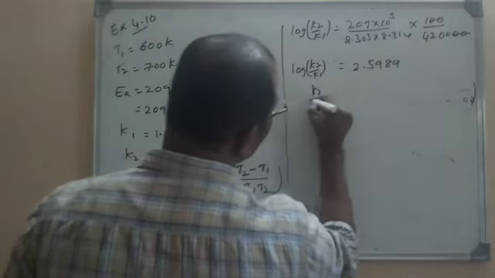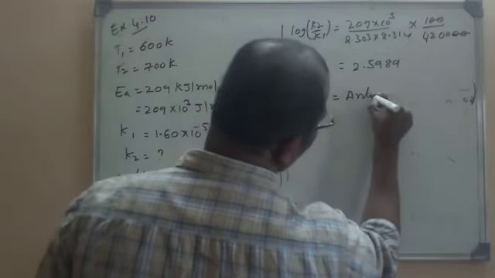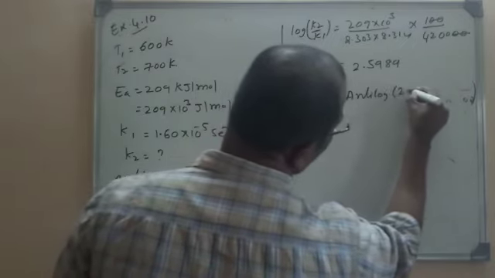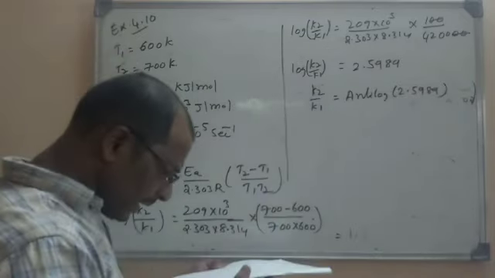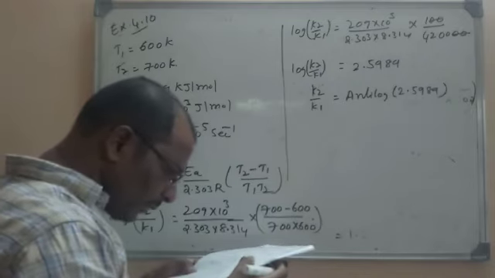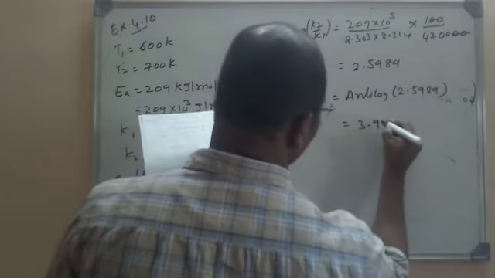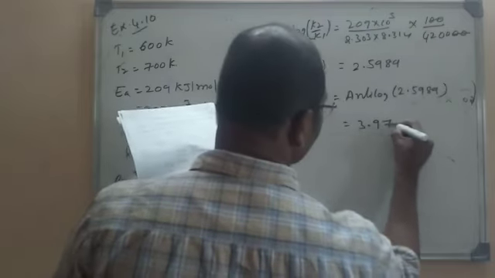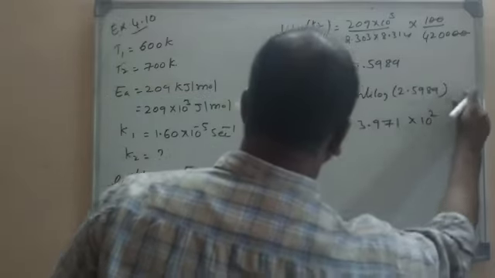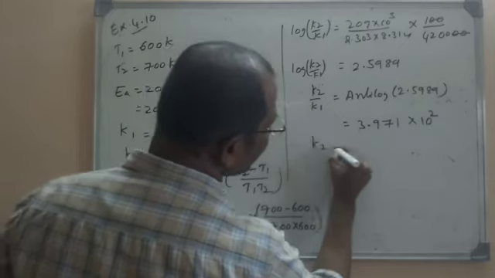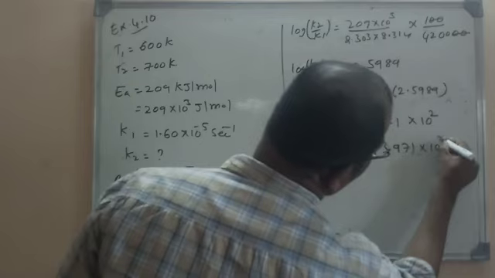Now what is K2 by K1 here? K2 by K1 is equal to, log is sent to that side, it will become antilog. Antilog of 2.5989. So what is the antilog of 2.5989? From the log table, it is given like a 3 point antilog table. It is 3.971 into 10 power 2 from the antilog tables. That implies K2 is equal to K1 into 3.971 into 10 power 2.